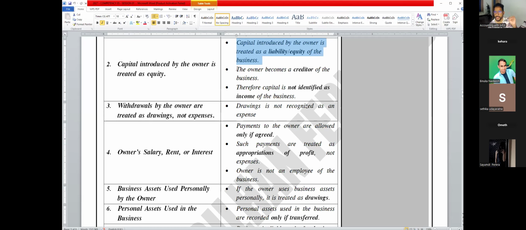Second point, the owner becomes a creditor of the business. Although he is the owner, the business recognizes the owner as a liability, a creditor. Therefore, capital is not identified as an income of the business. Although once the owner introduces capital it increases the equity, it is not recognized as income.